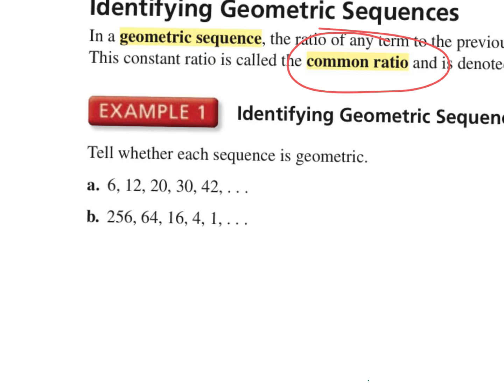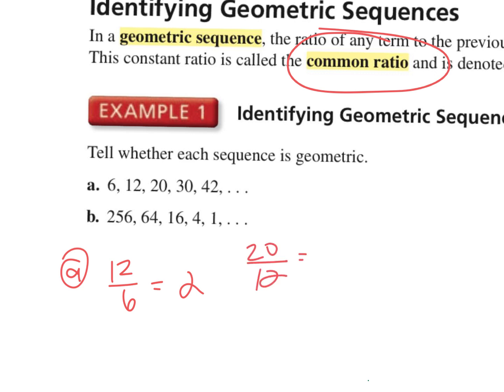Sometimes with adding and subtracting, it's easier. We can kind of see it. In order to figure out if something is geometric, the best thing to do is to take one term and divide it by the one in front of it. So in letter A, I'm going to take the second term, which is 12, and divide it by 6. What do I get? 2, okay.